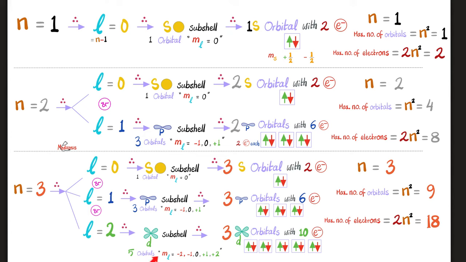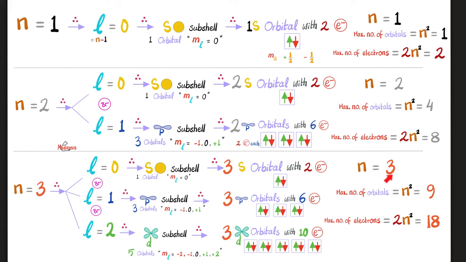The D subshell has how many orbitals? 5 orbitals, which means we have 5 magnetic quantum numbers. The lowest one has to equal negative L, i.e. negative 2, and the highest number has to equal positive L, i.e. positive 2. And since I have 5 orbitals, I need 5 magnetic quantum numbers. Negative 2, negative 1, 0, plus 1, and plus 2. I have 5 orbitals in the D subshell, and each orbital carries a maximum number of 2 electrons, meaning 10 electrons total.